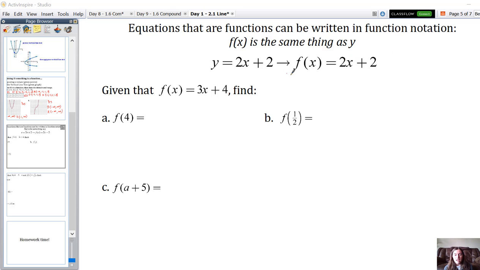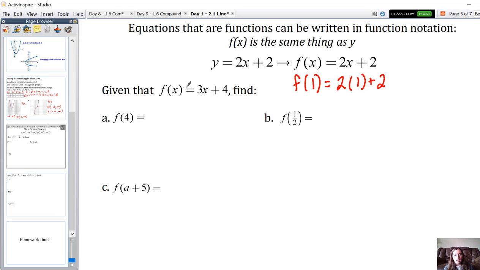And what we can do with that is if we want to find out what's going on at a specific x value, we can substitute that x value in for x here. For example, if I want to find f of 1, it would say, okay, f of 1 would be 2 times 1 plus 2. Anywhere I see x, I'm going to put that 1 because it says f of 1. So let's look at some examples.